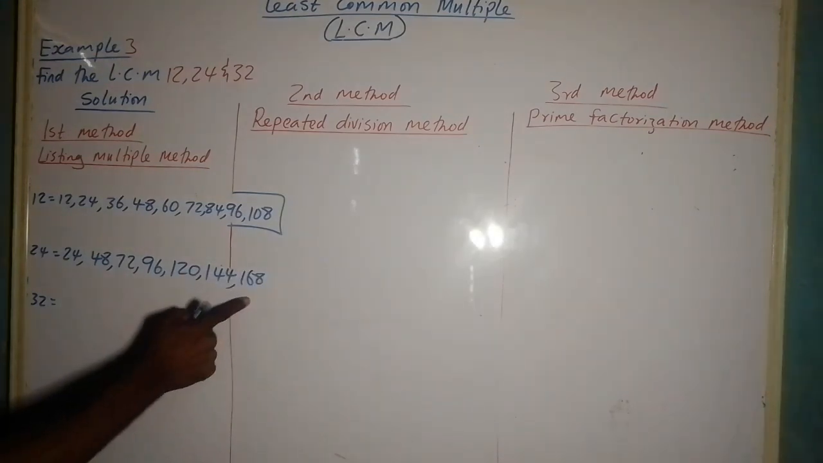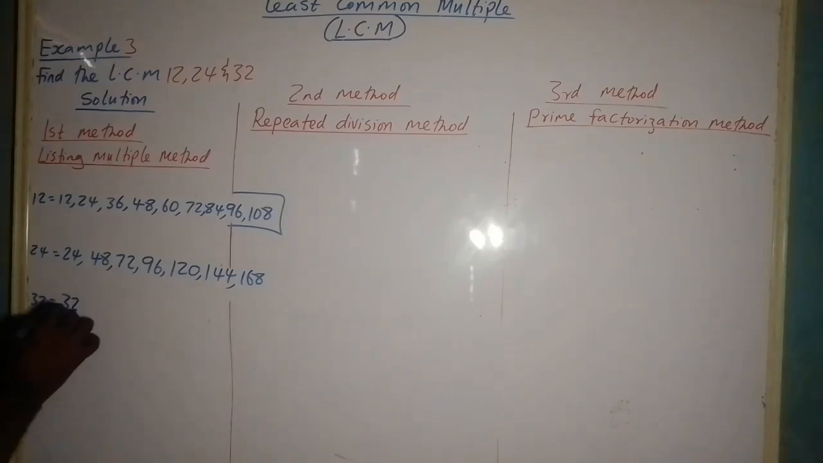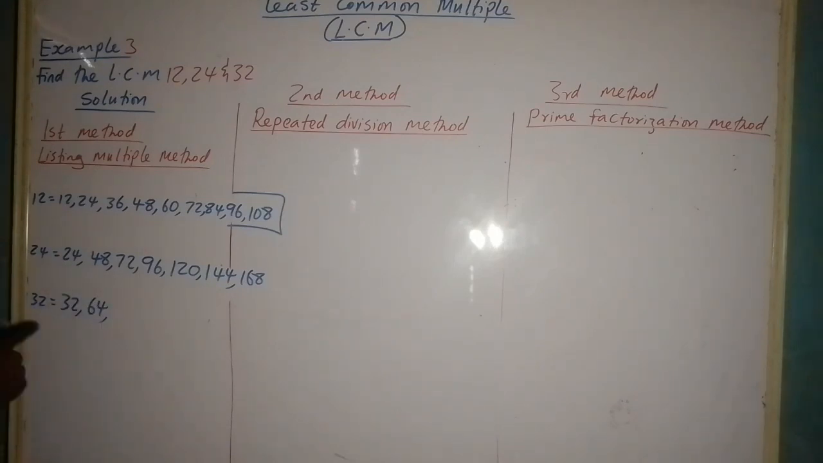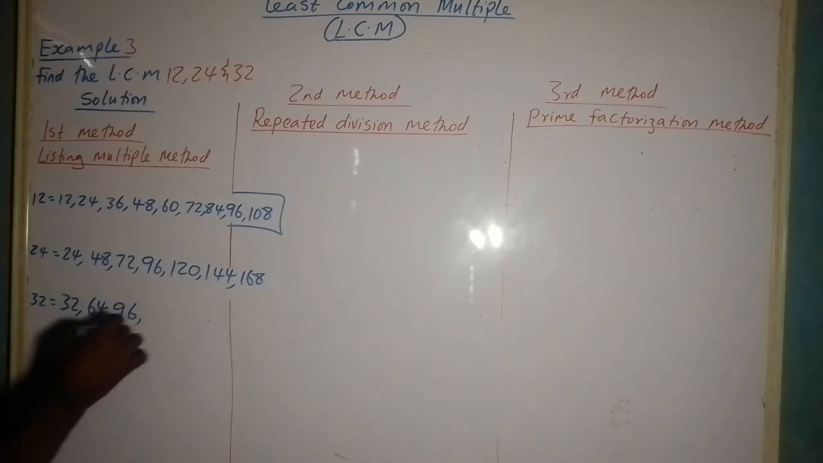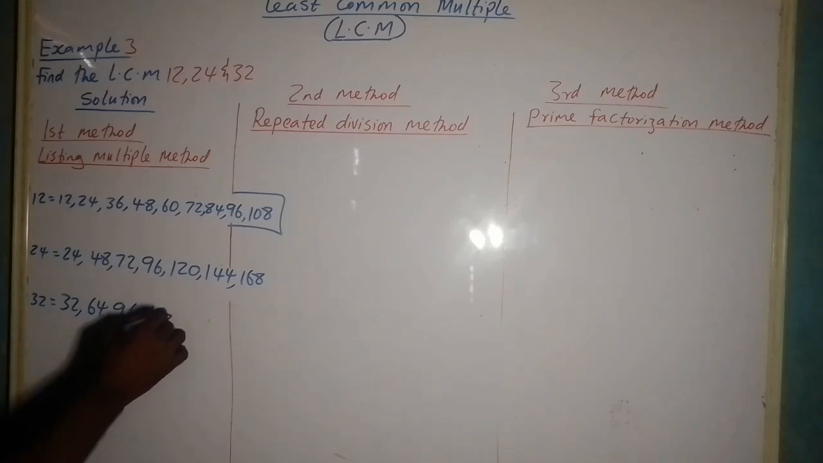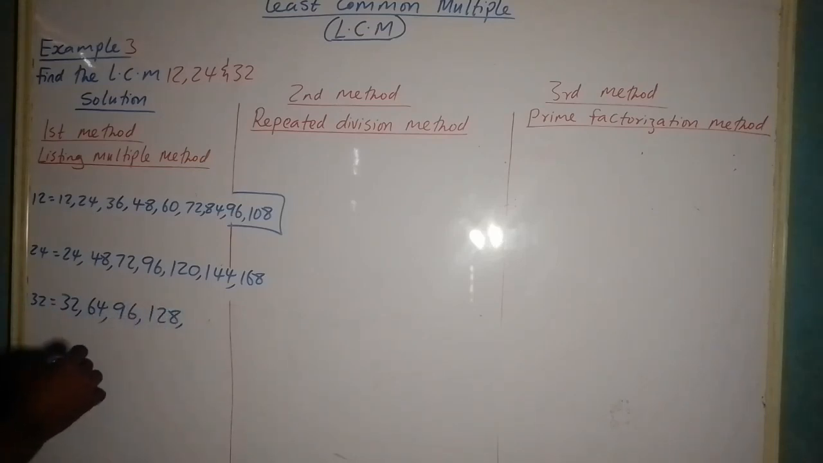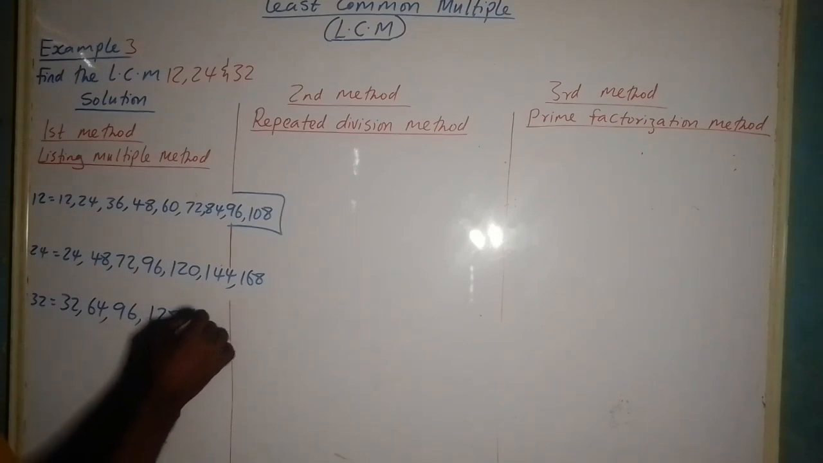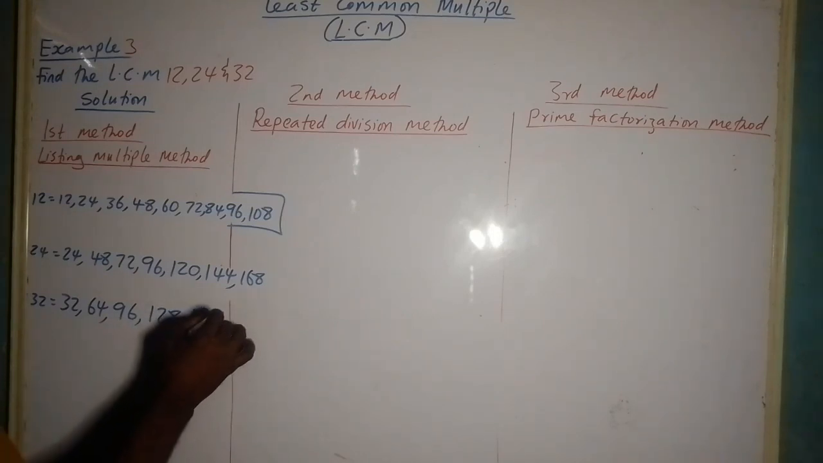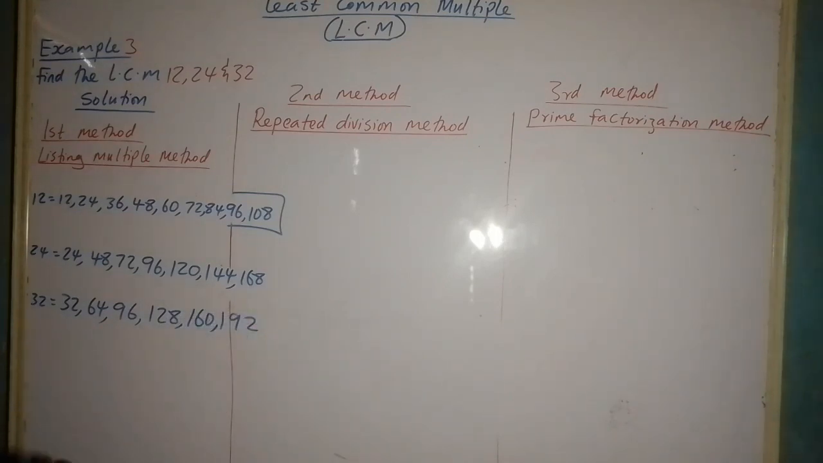So now let's take the next number, which is 32. 32 times 1 will give me 32. 32 times 2 will give us 64. Now 64 plus 32 will give us 96. 96 plus 32 will give us 128. 128 plus 32 will give us 160. 160 plus 32 will give us 192.